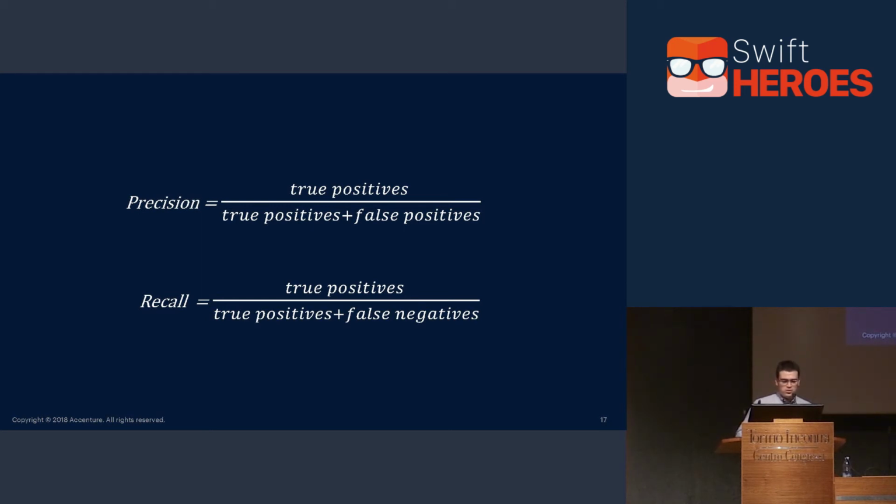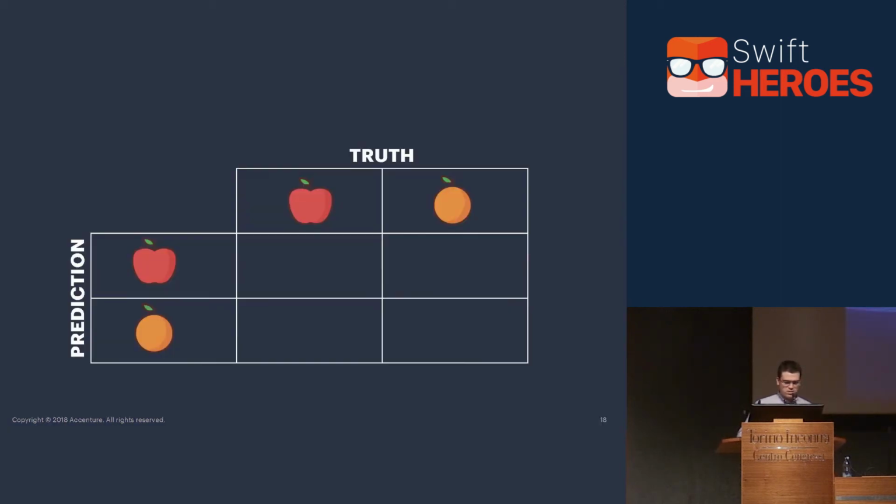I mentioned also the confusion matrix, which is a matrix that has in column the true value that is contained in the image, and on the row, the prediction done by the model.